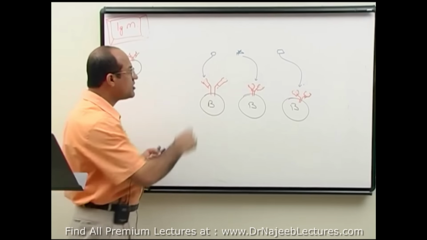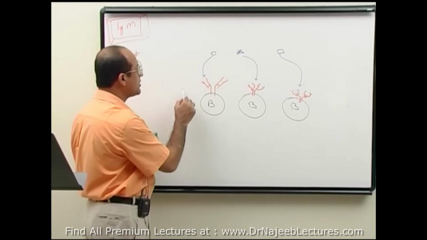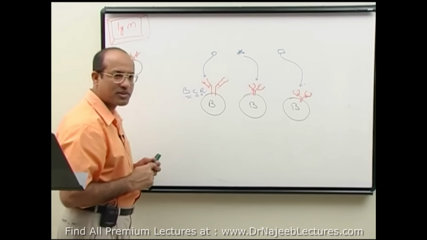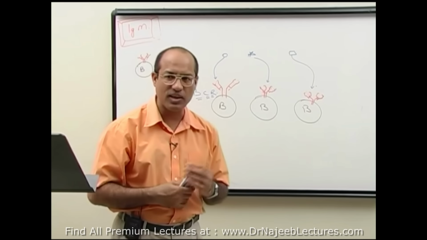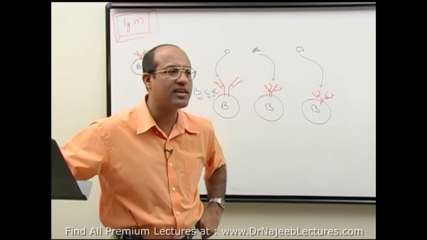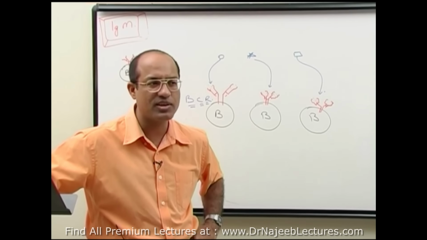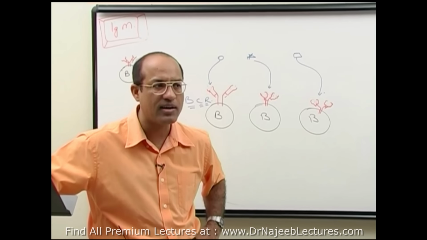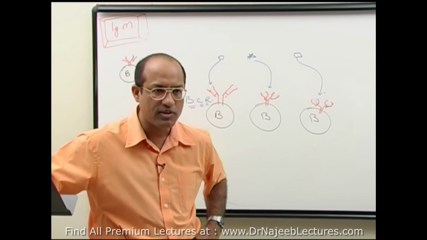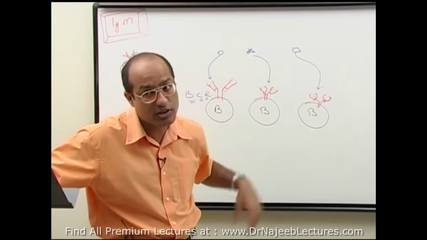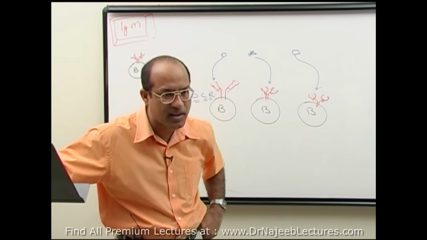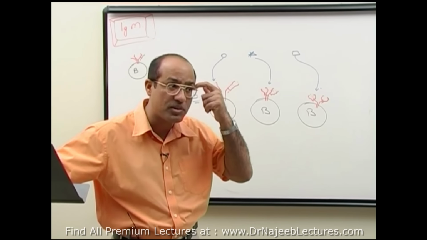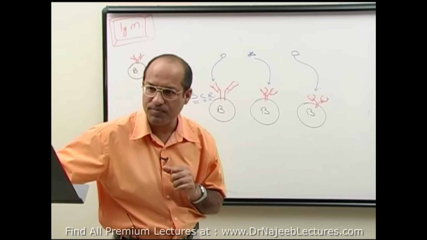That is why these surface IgM molecules are called BCRs, B cell receptors for the antigens. So next time someone says that B cells have receptors for the antigens, most of these receptors are actually IgM molecules. Some of these may be IgD molecules. So IgM mainly, and sometimes IgD also, act as B cell receptors, right?